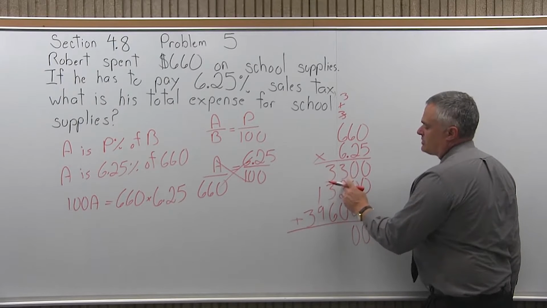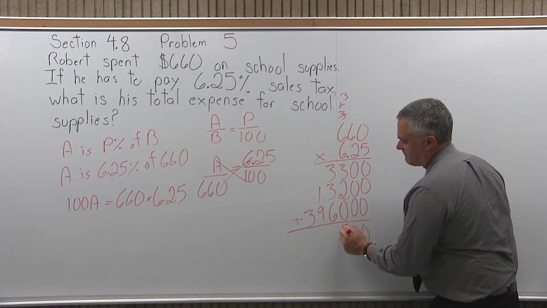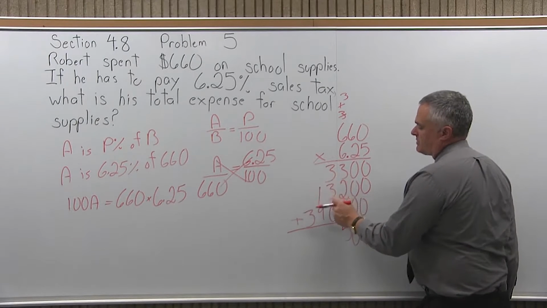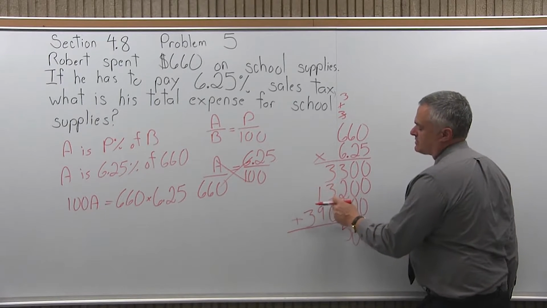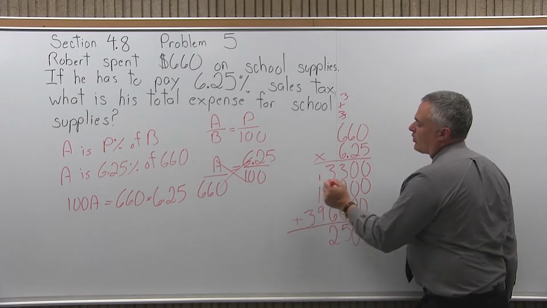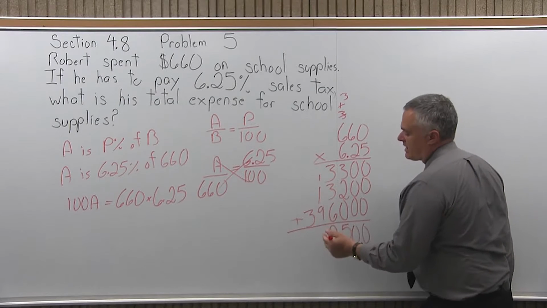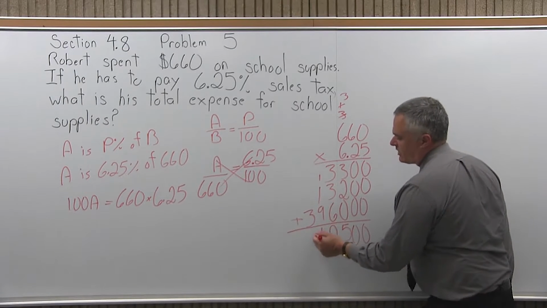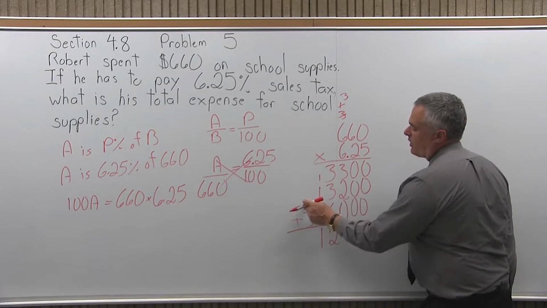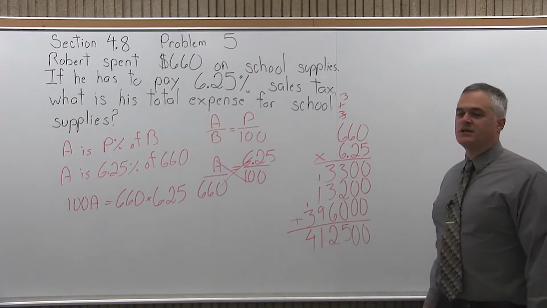Then 3 plus 2 plus 0. So 3 plus 2 is 5. 5 plus 0 is 5. Then 3 plus 3 plus 6. So 3 plus 3 is 6. 6 plus 6 more is 12. So for 12, we write the 2, carry the 1. 1 plus 1 is 2. 2 plus 9 more is 11. For 11, you write the 1, carry the 1. 1 and 3 is 4. So I have 4, 1, 2, 5, 0, 0.